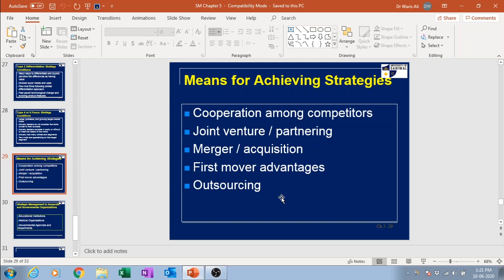So you can go for market development, differentiation and other strategies by following these means, but you have to make this decision by analyzing your internal situation and your strengths.